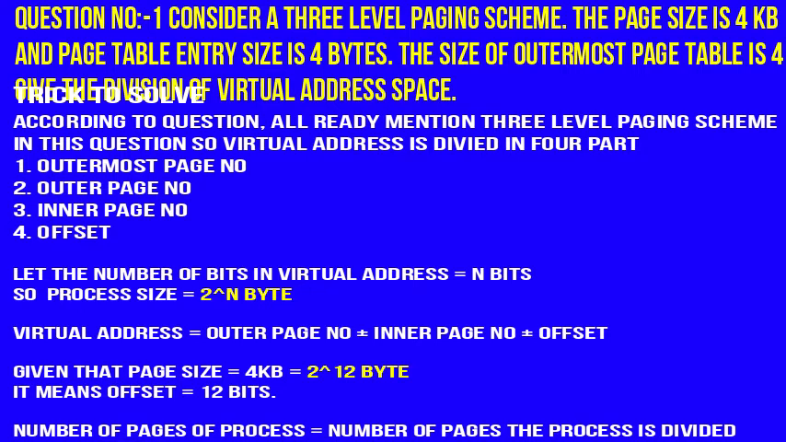Number of pages of the process equals the number of pages the process is divided into. It means process size divided by page size. Process size is 2 to the power n byte, divided by page size, 4 kilobyte. It means 2 to the power n byte divided by 2 to the power 12 byte equals 2 to the power n minus 12 pages.